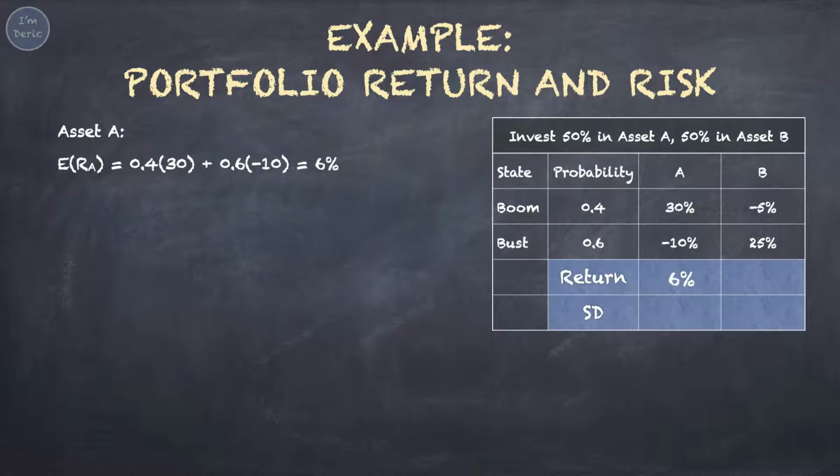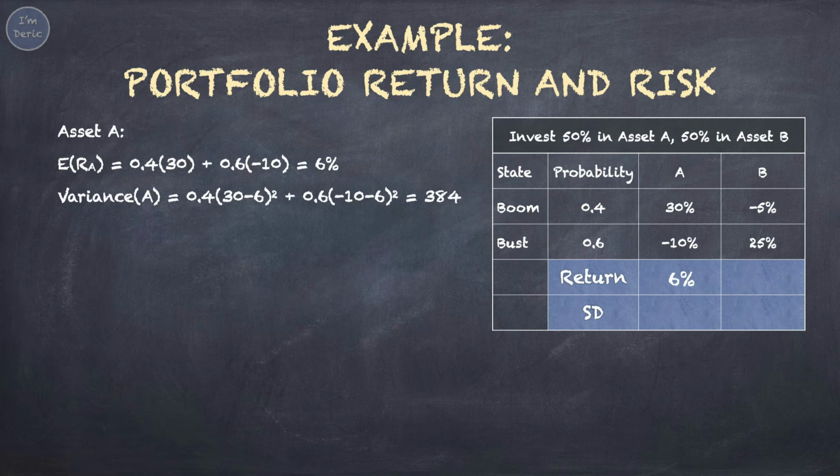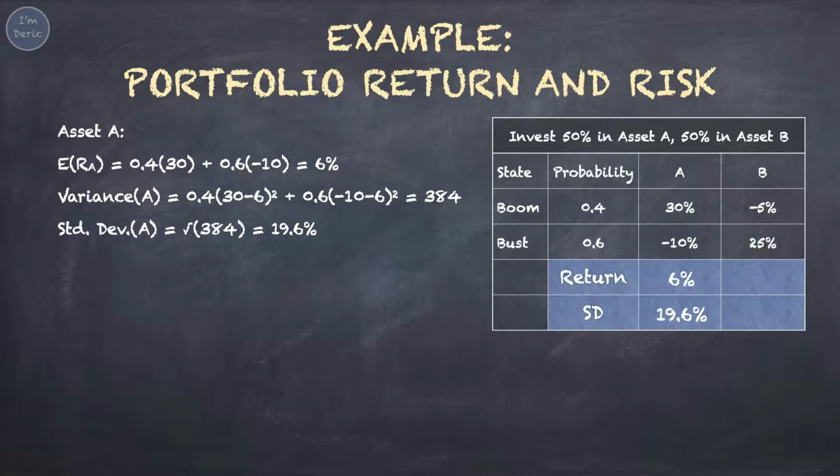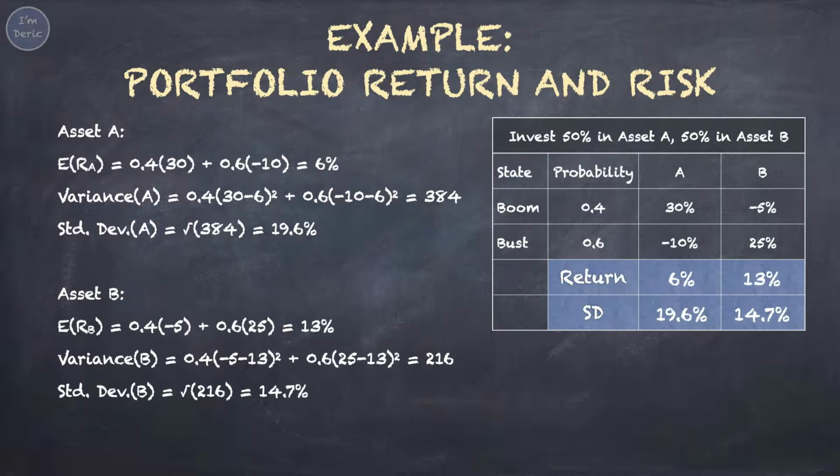For asset A, by taking 0.4 times 30% plus 0.6 times negative 10%, you will get 6%. Then, take 30% minus 6%, square it, times 0.4, plus negative 10% minus 6%, square it, times 0.6, you will get the variance for asset A, 384. Then, open square root for the variance, you will get the standard deviation for asset A, 19.6%. For asset B, follow the same way. Then you'll get return 13% and standard deviation 14.7%.